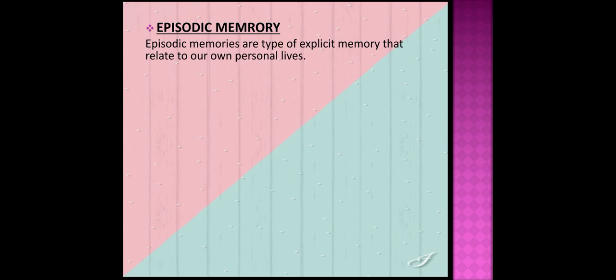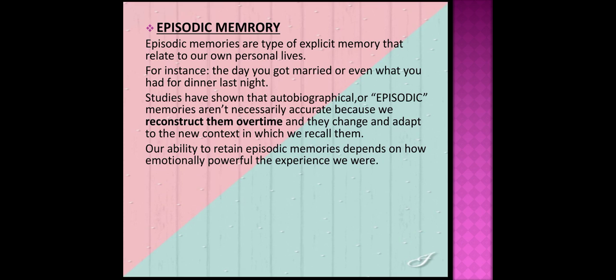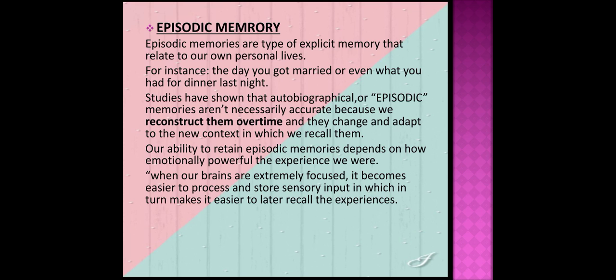Episodic memory. Episodic memories are a type of explicit memory that relate to our own personal lives. For instance, the day you get married or even what you had for dinner last night. Studies have shown that autobiographical or episodic memories aren't necessarily accurate because we reconstruct them over time and they change and adapt to the new context in which we recall them. Our ability to retain episodic memories depends on how emotionally powerful the experience was.